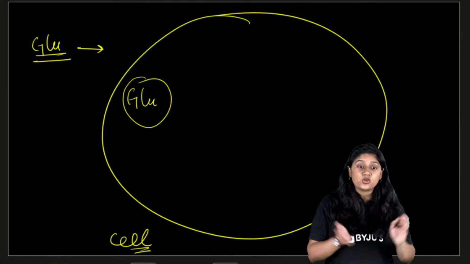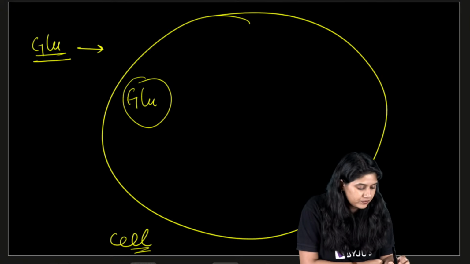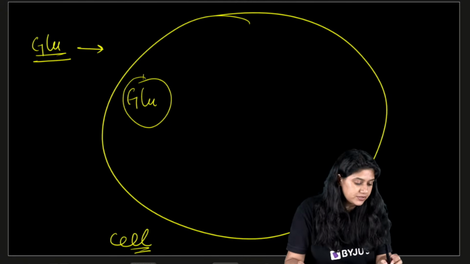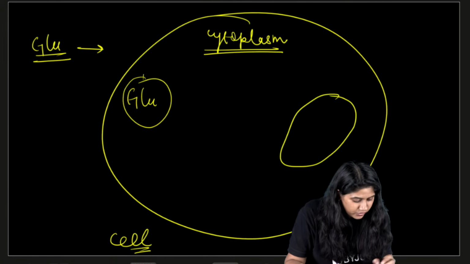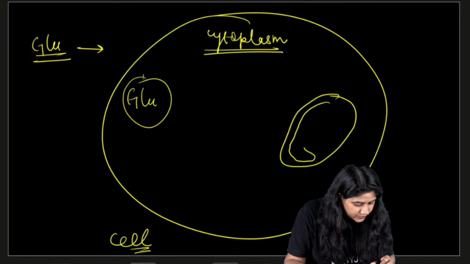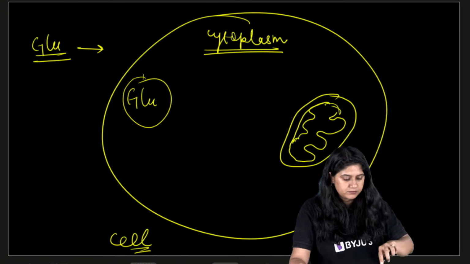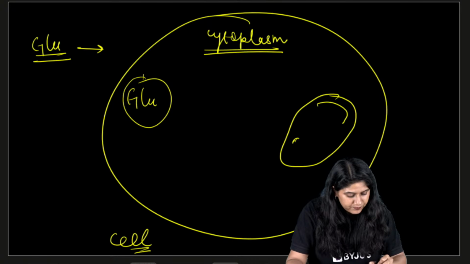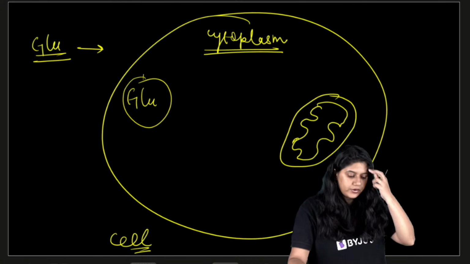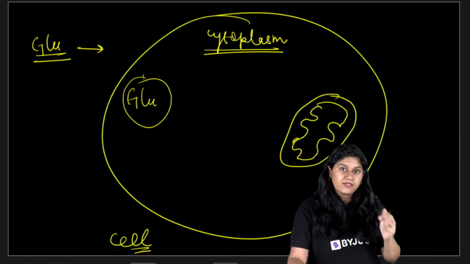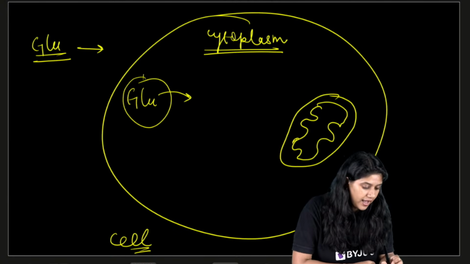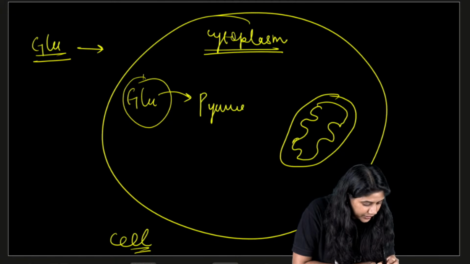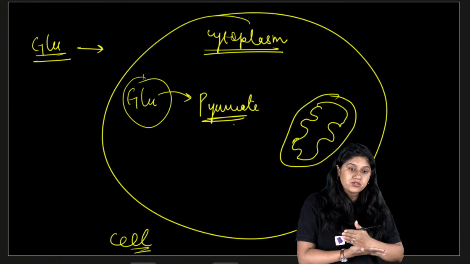So after the digestion, glucose has entered into the cell. It's like, wow, I'm happy. Now glucose is in the cytoplasm. We have the cytoplasm of the cell. Let me just make the mitochondria also. Okay, the mitochondria. So what is happening, everyone? In the cytoplasm of the cell, this glucose will undergo some chemical reactions, and this will be formed into pyruvate. So this glucose will be broken down to pyruvate.